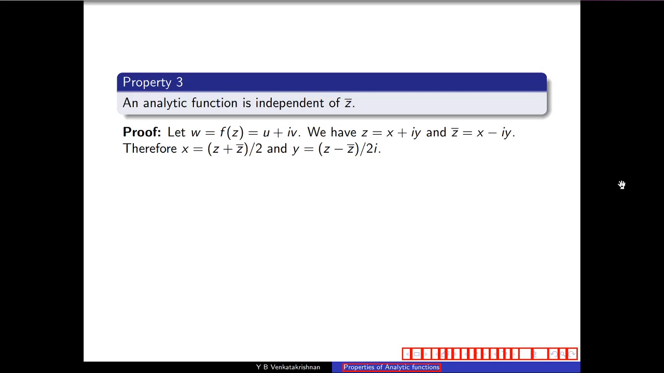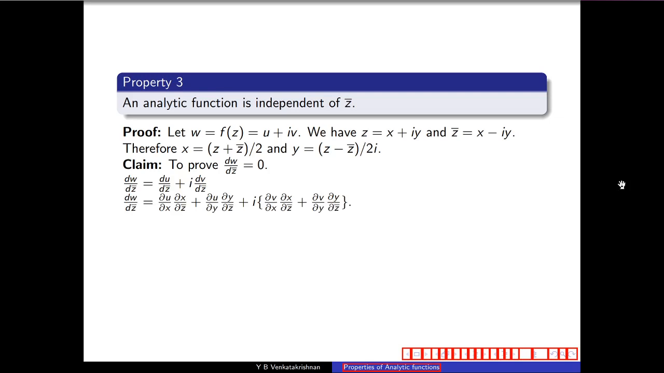So w will be a function of u and v. U and v are functions of x and y. X and y are in turn functions of z and complement of z. If I want to show that the analytic function W is independent of Z bar, I have to prove dW by dZ bar is equal to 0. So using the chain rule of the partial derivatives, I will be evaluating dW by dZ bar.